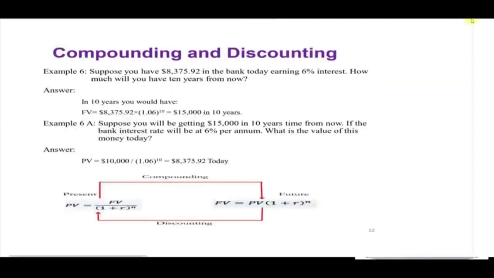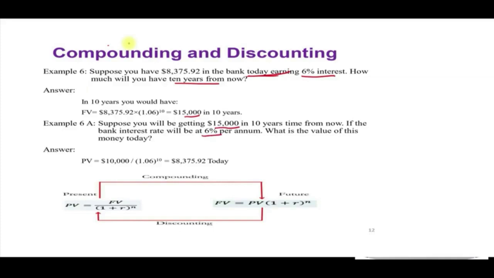So these are just simple examples again for the compounding and discounting. Suppose you have 8375.9 in the bank today. This is the present value, earning 6%. How much will you have 10 years from now? So that is the future value. And for the discounting, suppose you will be getting 15,000 in 10 years' time from now. If the interest rate is 10%, what is the value of the money today? That is the present value.